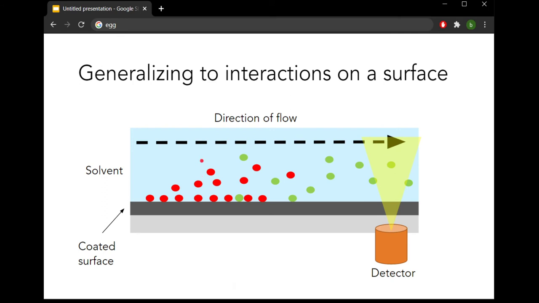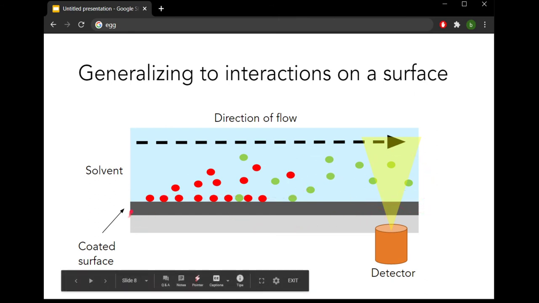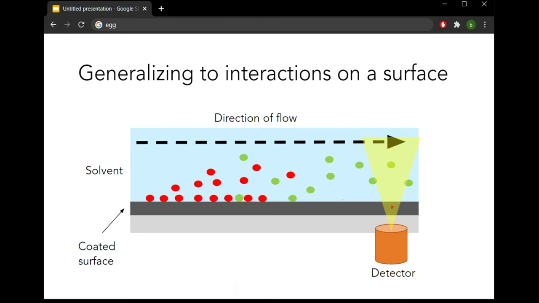So actually, with regards to thin layer chromatography, we can generalize these chromatography techniques to a surface. For example, we know the solvent is flowing in one direction, along the mobile phase. And there's a coated surface that it interacts with, the stationary phase. Eventually, all these analytes, the green ones and the red ones, will end up at the detector. If we pretend that this coated surface, the stationary phase, is a polar substance, do we expect polar or non-polar substances to be more easily retained on it? That's a question. Do we expect polar substances to be retained on the polar stationary phase?